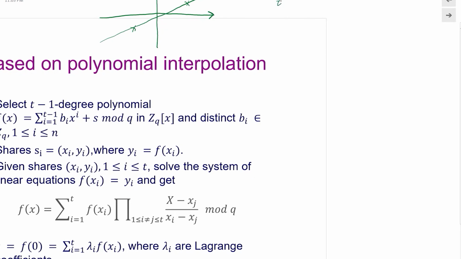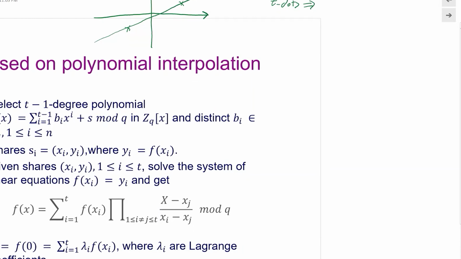Given t dots, you can plot a degree t minus 1 polynomial to pass through all dots.